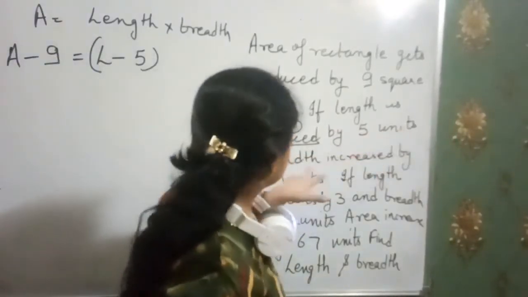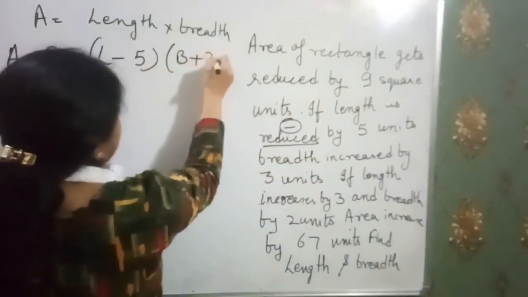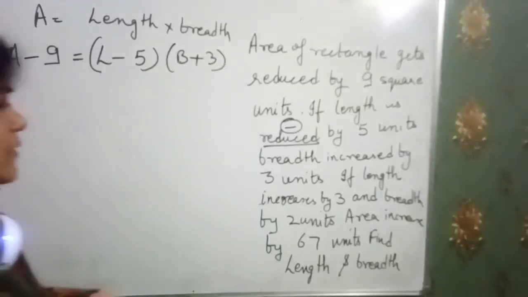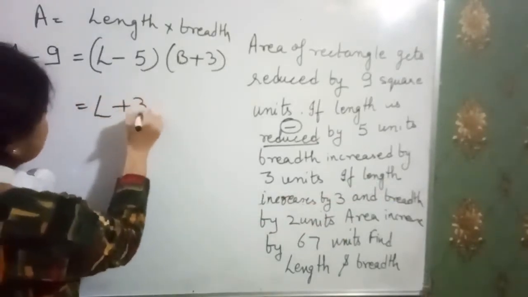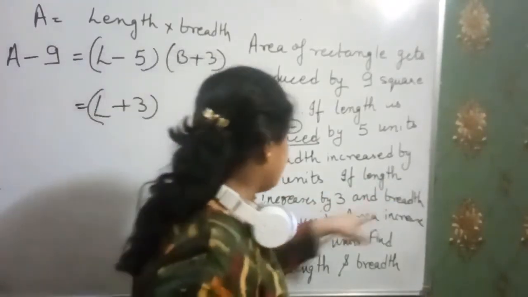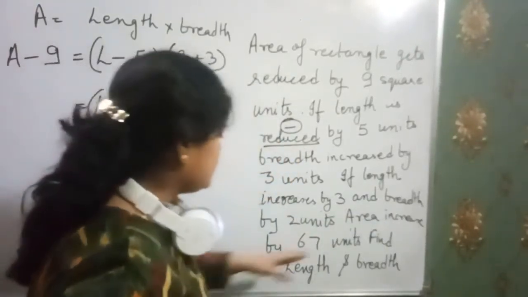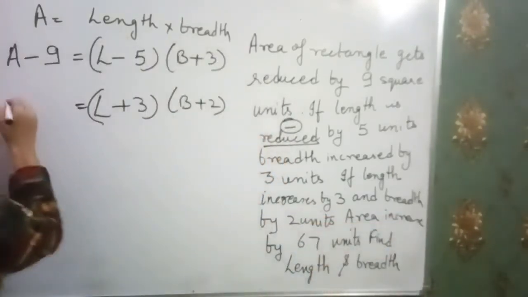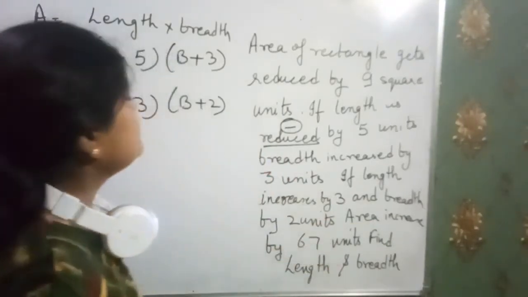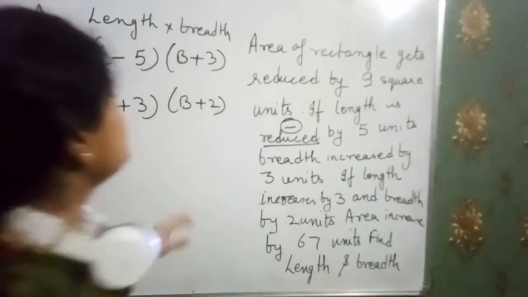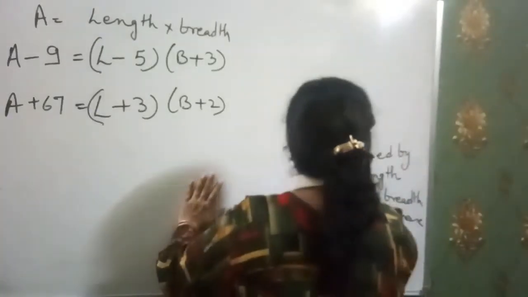And breadth increases by 3. This is the first equation. Now if length increases by 3 and we also increase breadth by 2 units, the area increases by 67. Now area increases by 67. Find the length and the breadth. We have to find out what is the length of the rectangle and what is the breadth of the rectangle.